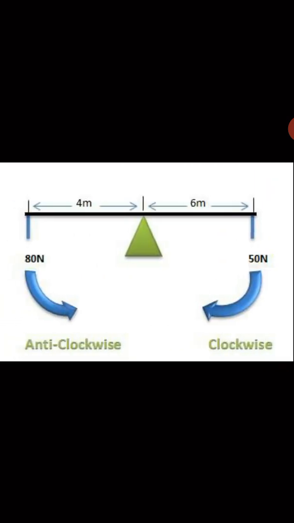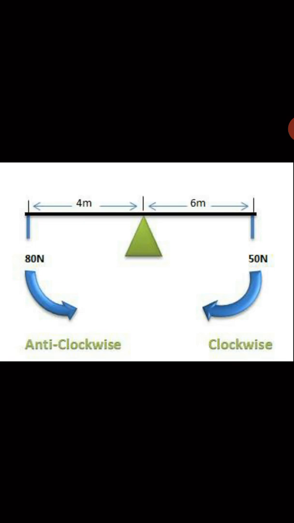Now let's see various examples. Here the rod, which is 4 meter plus 6 meter, so a total 10 meter rod, is kept on a support, that green triangle. The green triangle here represents the pivot. So it's like a seesaw. The seesaw can move right and left around that pivot with the help of that support which is in the center, which is called the pivot.